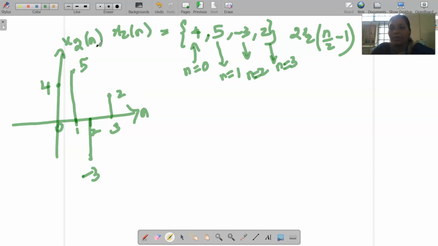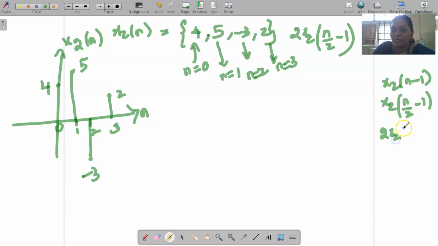Your second step, we have to apply the time shifting operation. So first we need to find out what is x2 of n minus 1. Second step, x2 of n by 2 minus 1. Third step, only then can we draw 2x2 of n by 2 minus 1. In that way we have to proceed. So first step is a time shifting operation. Time shifting means the functional value we have to take and equate it to 0. So n becomes 1.